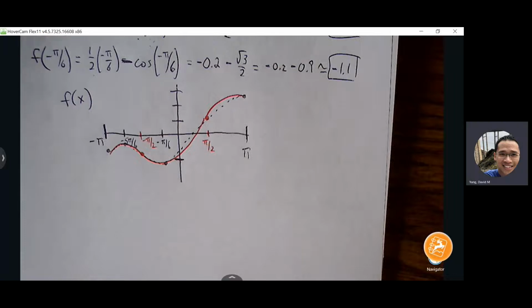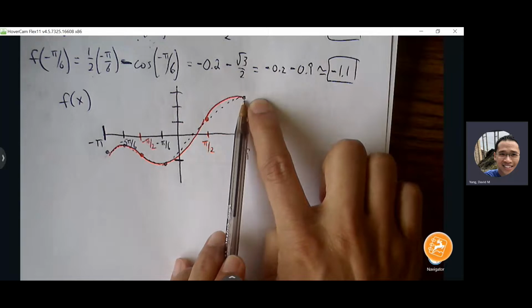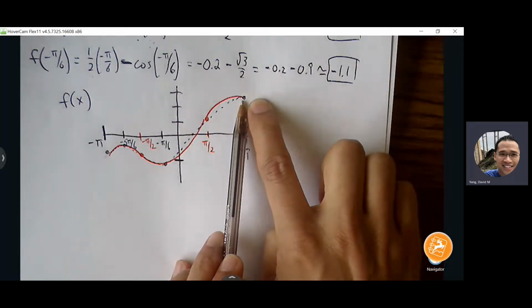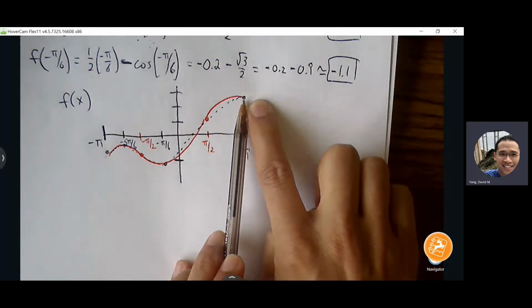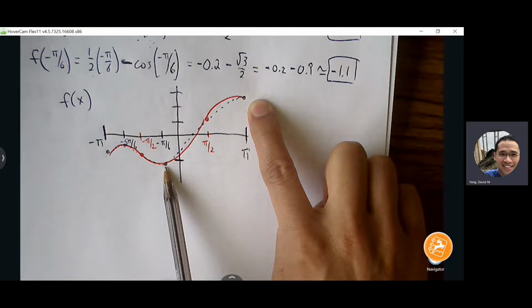If I ask you for absolute max or absolute min, you just base it off your graph. Absolute max is going to be around 2.5, and your absolute min is going to be around negative 0.5. Or sorry, negative 1.1.